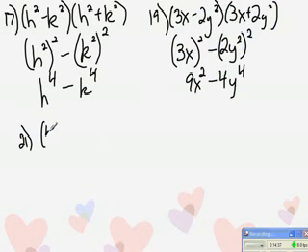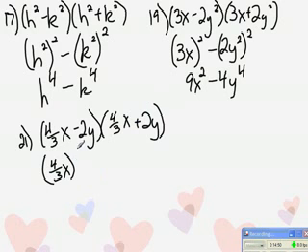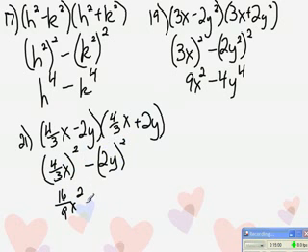Number 21, 4/3 x minus 2y and 4/3 x plus 2y. Do the first one squared minus second one squared. 4 squared is 16, 3 squared is 9, x squared. 2 squared is 4, and y squared.